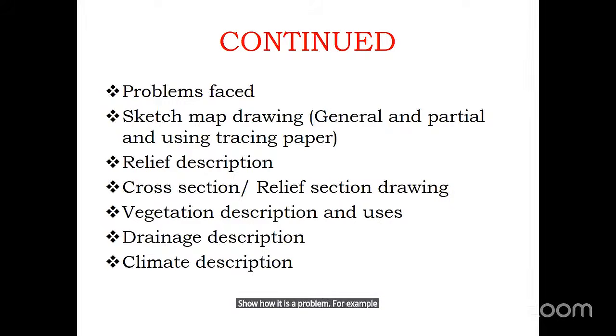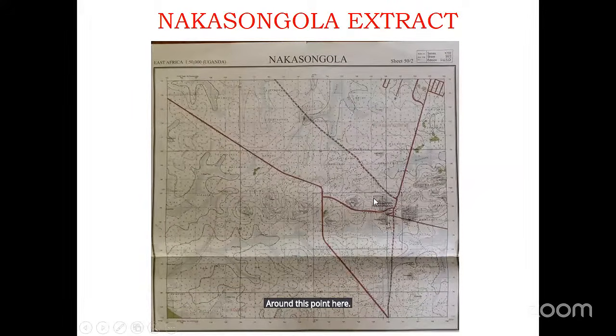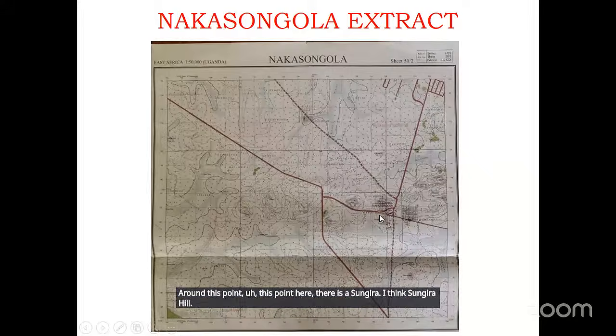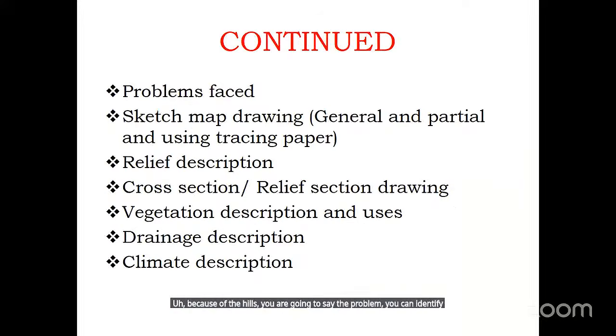For example, they give you a map and it is hilly. When you look at this map of Nakasongola, around this point here, there is Nakasongola Hill. Around this point here, there is, I think, Sungira Hill. Because of the hills, you can identify the problem as periodic landslides that lead to soil exhaustion. Soil exhaustion becomes the effect. You understand how soil erosion is a problem.